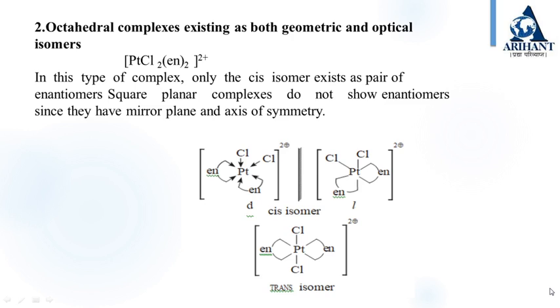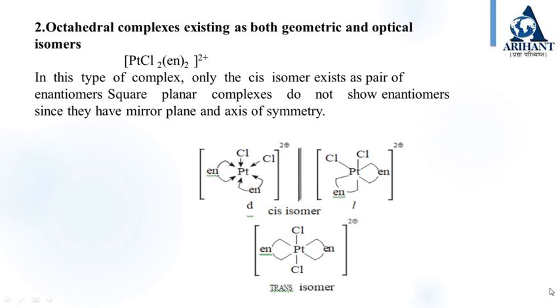Octahedral complexes exist as both geometric or optical isomers. See this example, [PtCl2(en)2]2+. In this type of example, only the cis isomer exists as a pair of enantiomers. Square planar complexes do not show enantiomers, since they have a mirror plane and axis of symmetry.